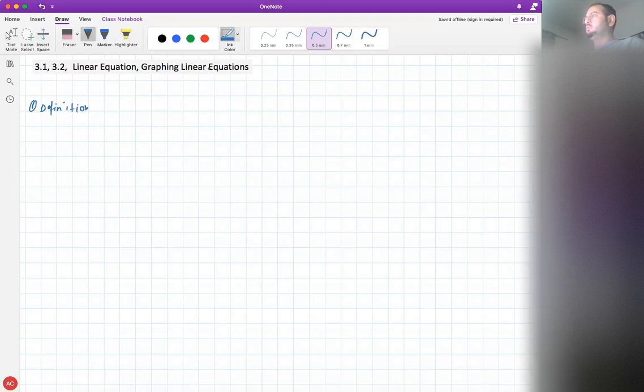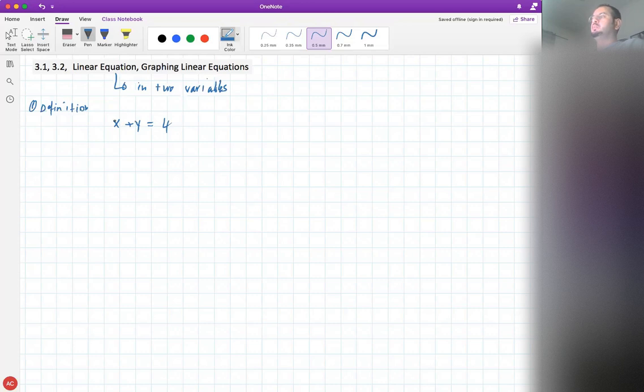So we call them linear equations, or linear equations in two variables. Not just one, but two variables. It will be something like this: x plus y equals, for example, 4. That's an equation in two variables, not just one.